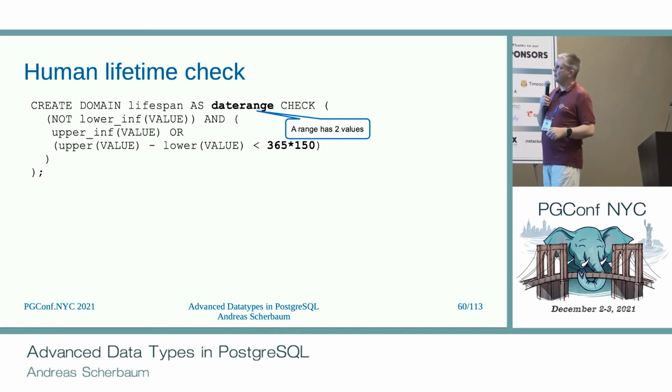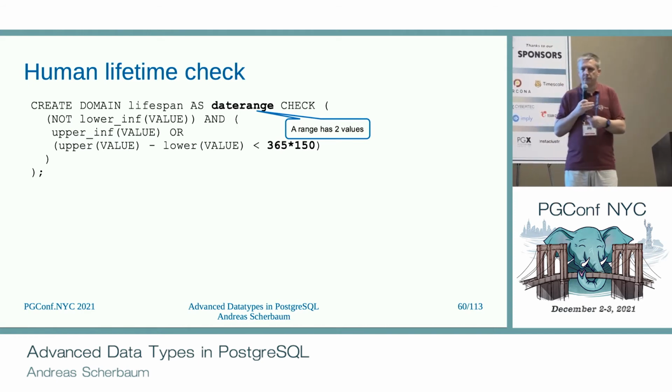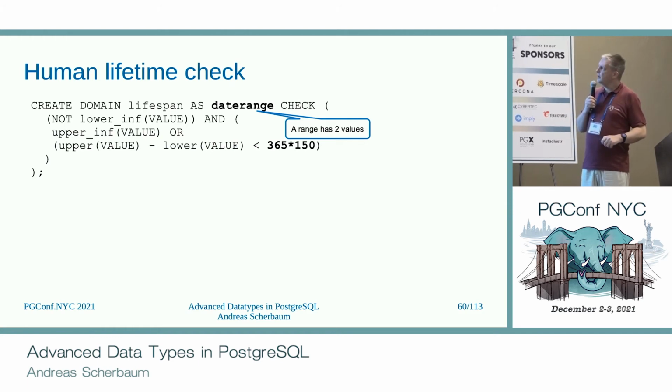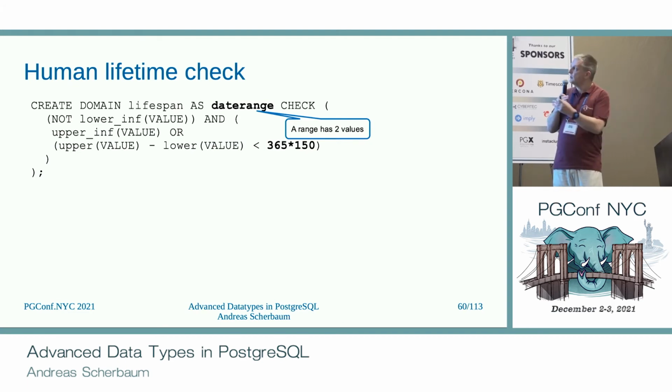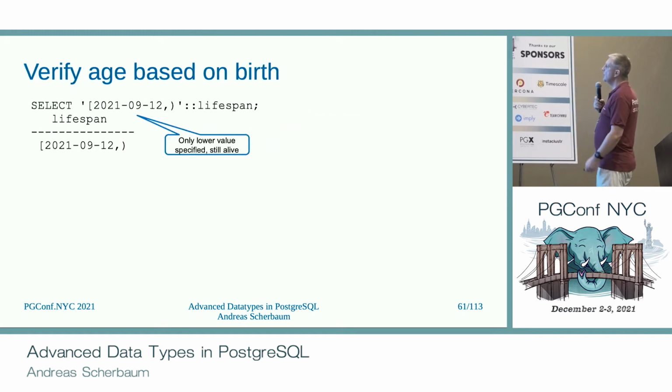I have a date range here. We talk about ranges in a moment. A range has two values, a start value and an end value. And I use my domain and check if either my lower value is not set or if my upper value is in a certain bound between now and the lower value plus 150 years. Basically, whatever I specify as my birth date, the first value, plus 150 years. If the upper value is in this range, it's valid. If not, we just bail out.